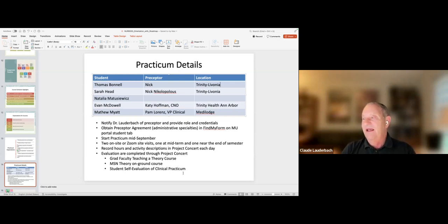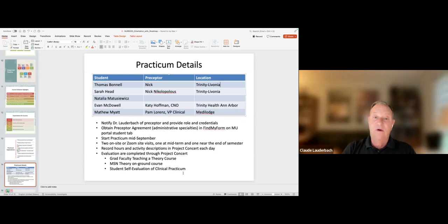It's in Find My Form on the MU Portal Student tab. Need to get that in before you start your practicum. I don't mind too much if you get it signed, because the preceptor has to sign it on your first visit with them. It's ideal if you can email it over to them and have them fill it out and then send it to me.